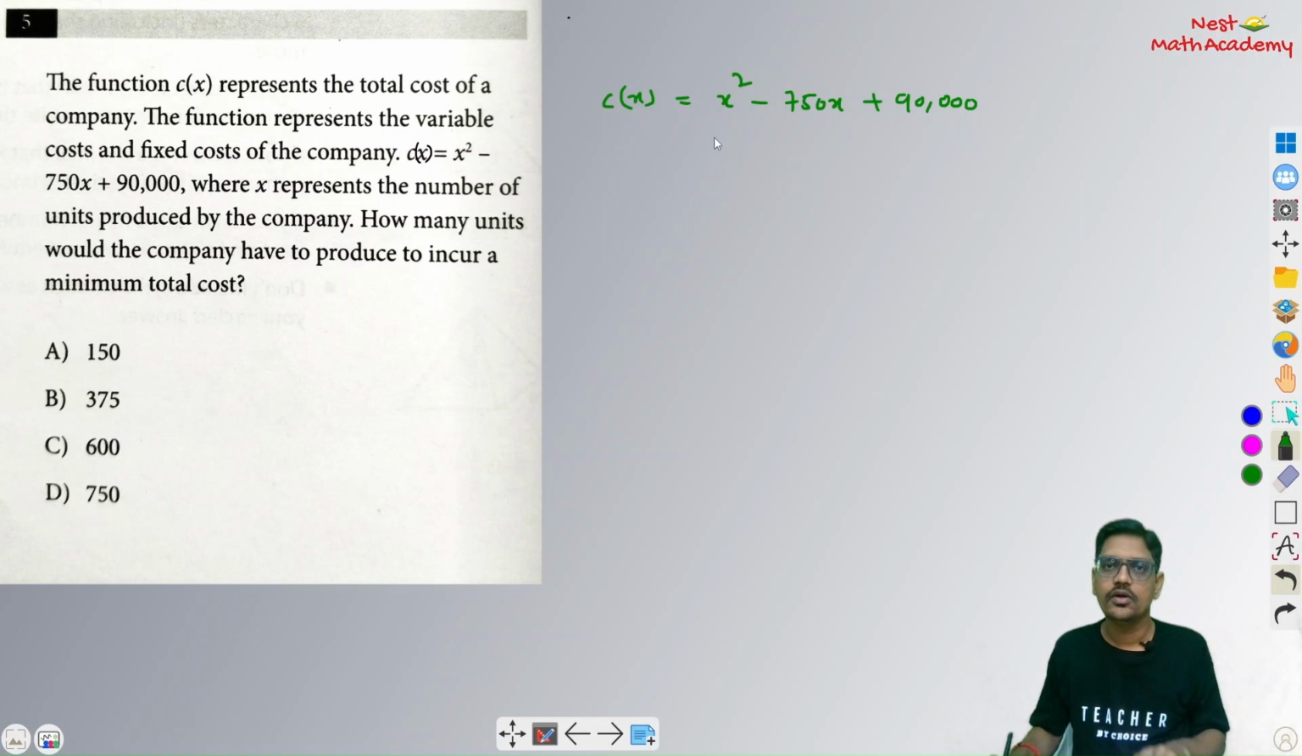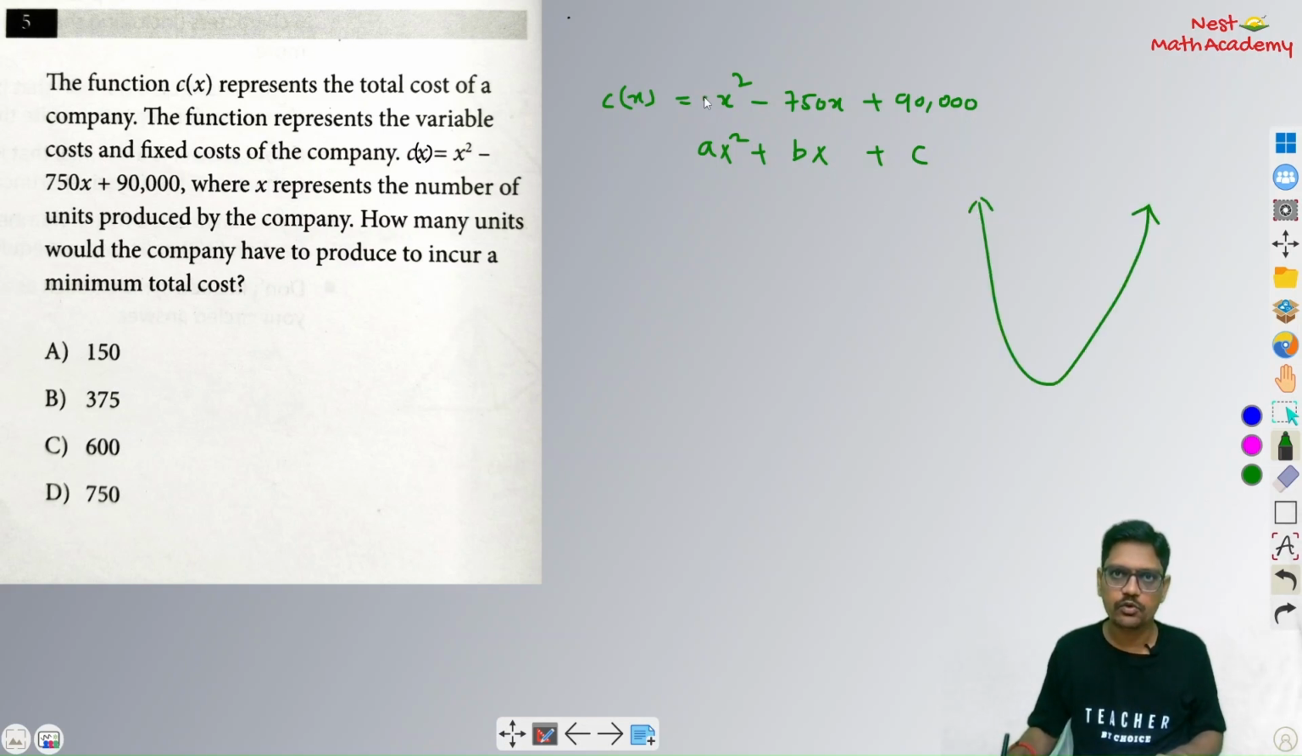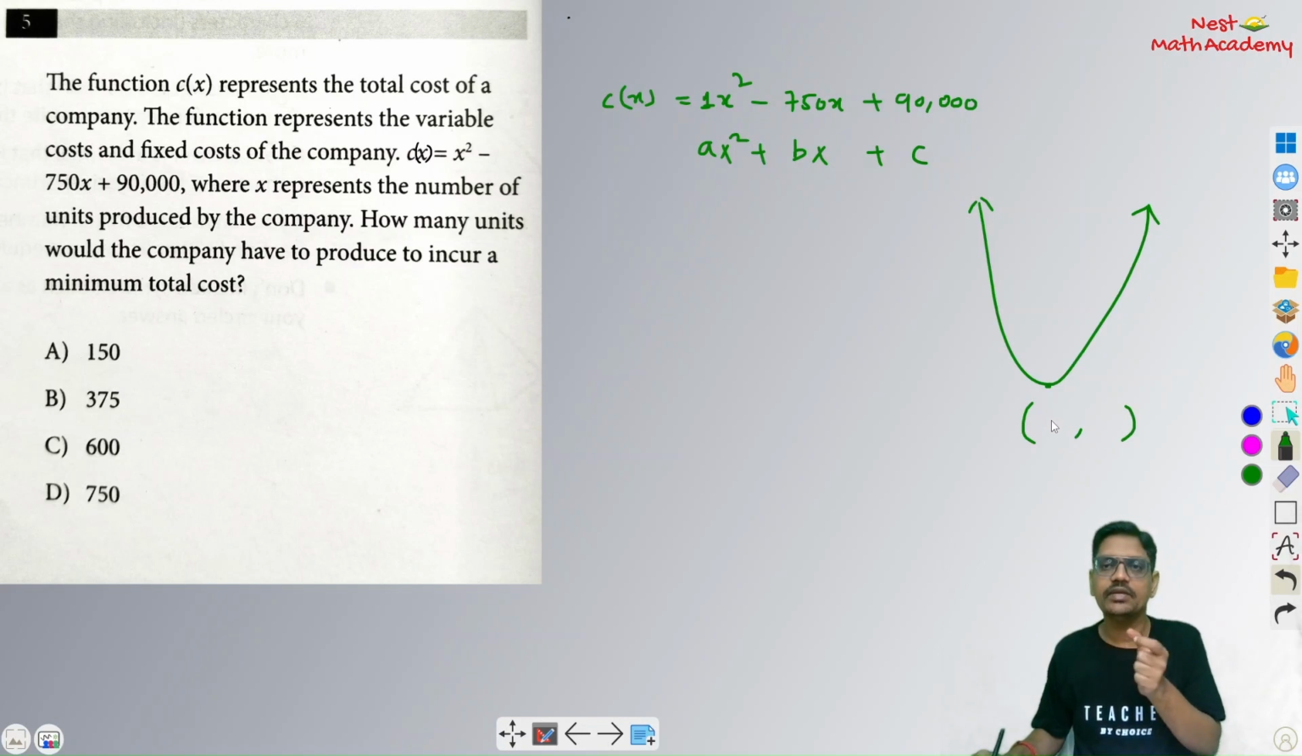If you know the standard equation of the quadratic, ax squared plus bx plus c, we know the graph of this is a parabola. It's an upward parabola provided the x squared coefficient, here 1, is positive. So if the x squared coefficient is positive, we'll have an upward parabola and the minimum value occurs at the vertex. The x coordinate is the value where the minimum occurs and the y coordinate is the value of that minimum.